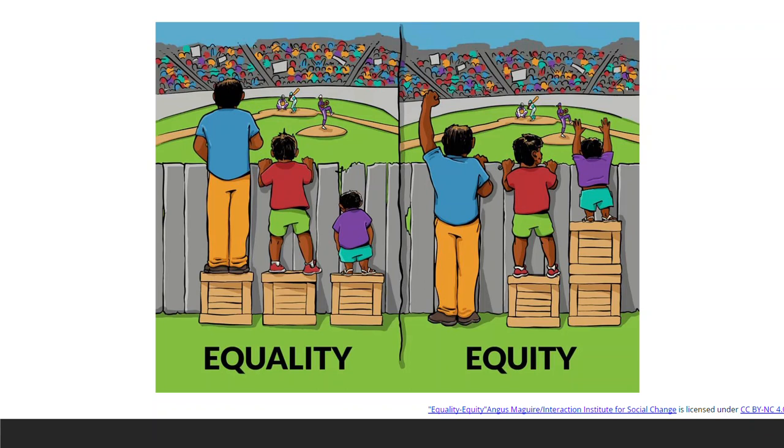Equality is when everyone gets the same thing. Everyone gets one box. Equity is when everyone gets what they need. So the shorter guy gets 2 boxes because he needs them. Now this image has been critiqued a little bit because it makes it look like it is the fault of the little guy that he can't see. And so it's kind of a deficit perspective.